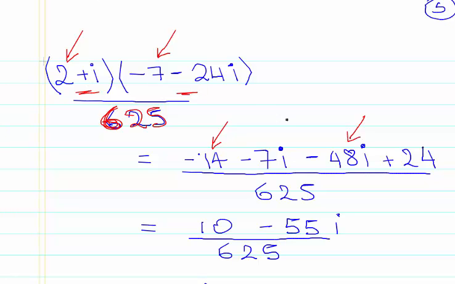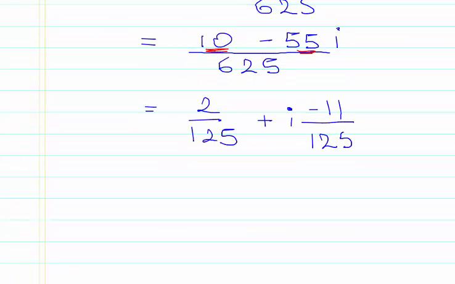Plus i times minus 7 gives us minus 7i. And plus i times minus 24i gives us minus 24i squared, which is plus 24. So now we just add everything up. Minus 14 plus 24 gives us 10. And minus 7i plus minus 48i gives us minus 55i. And again, our denominator is 625.